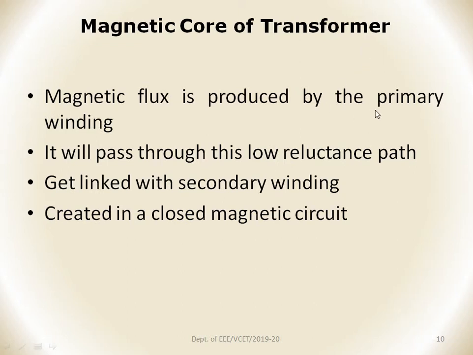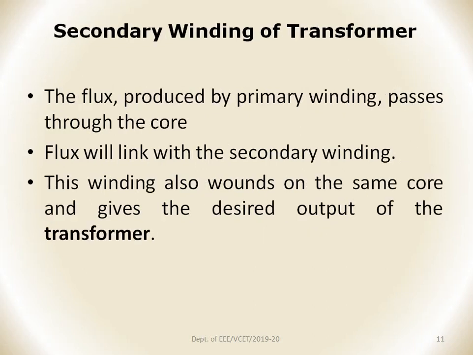So here the core contains both the primary winding and secondary winding. The magnetic flux produced by the primary winding flows through the low reluctance path, and due to this it gets linked with the secondary end, and when it is linked with the secondary end, you are able to tap the induced voltage. Here you can find that a closed magnetic path is created. The circuits are electrically separated, whereas they are magnetically coupled.